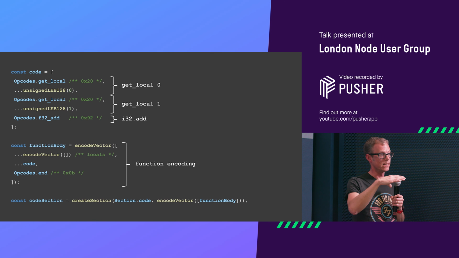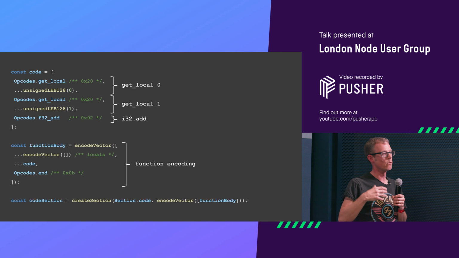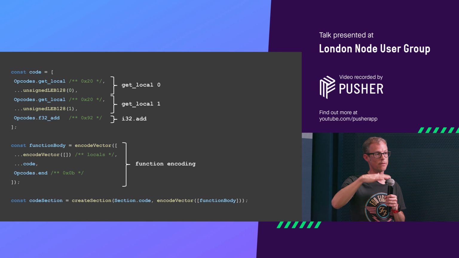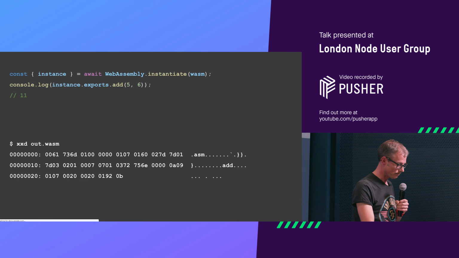WebAssembly itself is made up of a number of different sections. The most important one is the code section, which we're populating here. This is your executable code. It also has export sections, import sections, and various sections that define the type signatures that are being used. It's relatively long-winded to create this sort of thing in JavaScript, but the concepts are really quite simple.